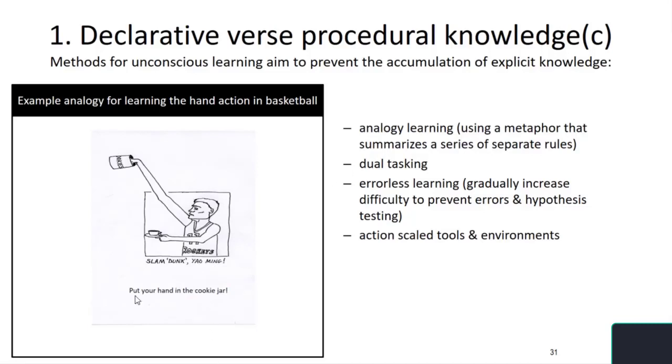One of the examples I'm using here is this: if we wanted to teach the technique of throwing a basketball, where we have a particular sort of complex movement with our wrist, which is beneficial to develop in basketball, we could describe and make explicit the rules around how to do this for a learner. An alternative is we could use an analogy.